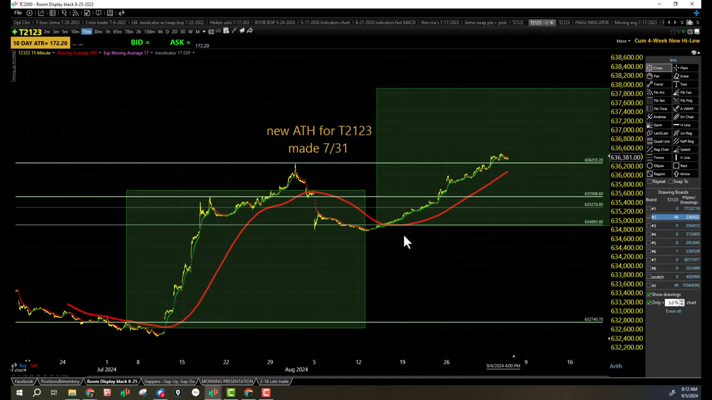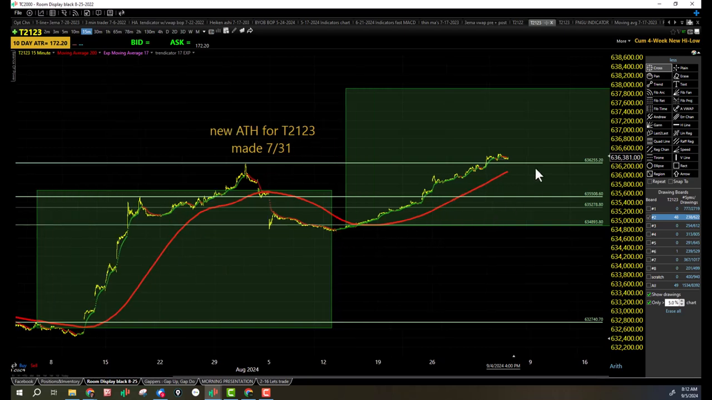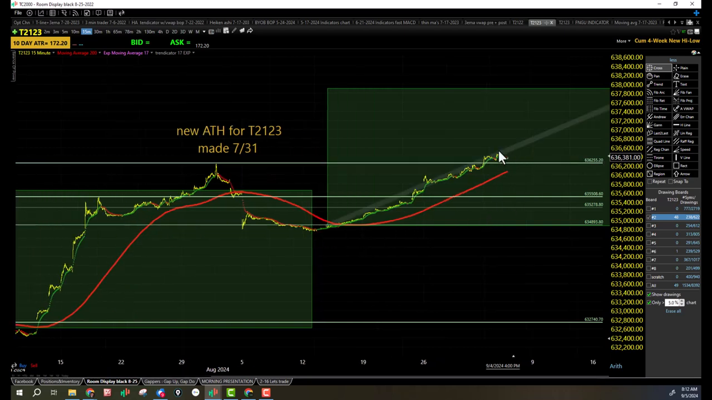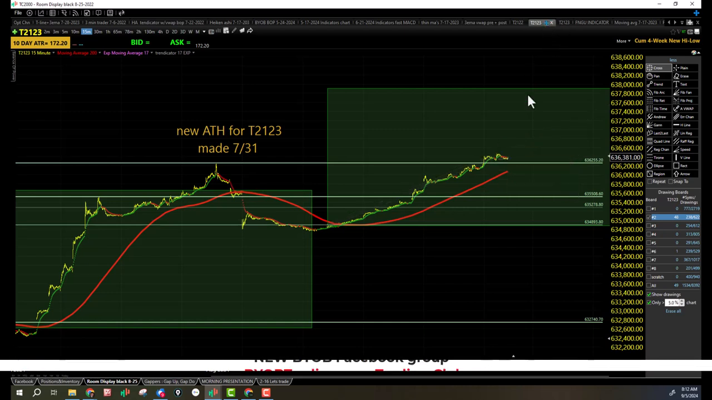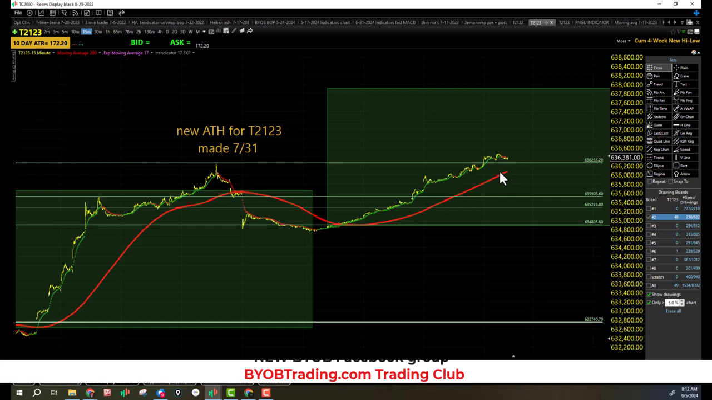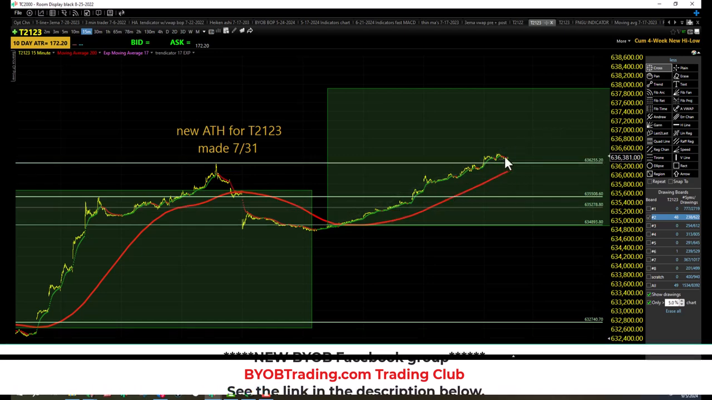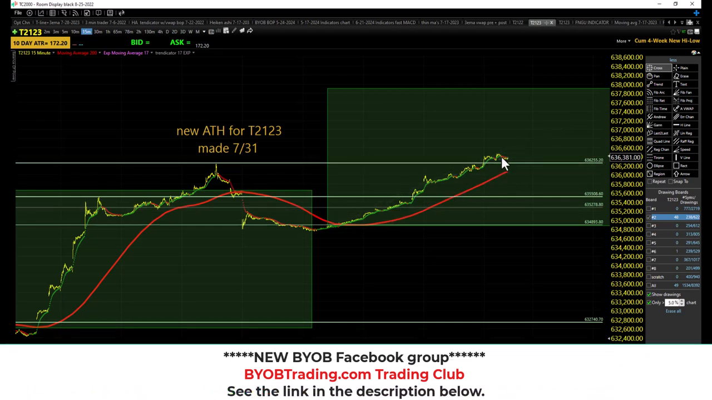T2123 got a different story than the rest of the market. T2123 made new all-time highs yesterday. Crazy, huh? T2123 making new all-time highs, getting up over the prior all-time high and consolidating up there. Very nice. All right, like to see this 200 break through.